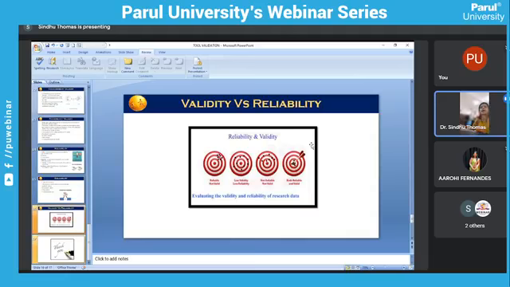Finally, I come to how validity and reliability are needed to identify the quality of quantitative data. Hope the topic is clear enough.